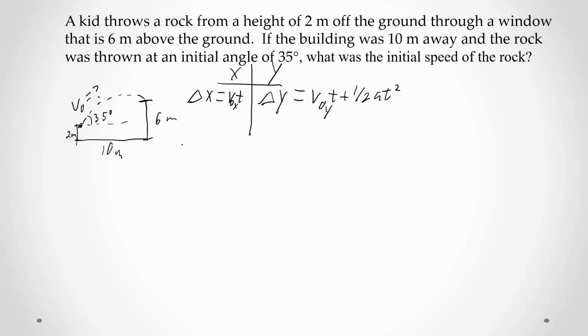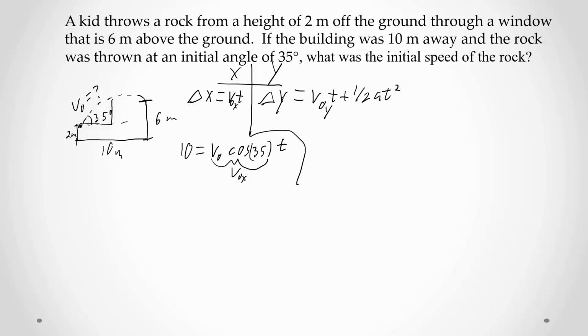We know our horizontal displacement is 10. Initial velocity is what we're trying to find. Now the x component is the total initial velocity, and if we think about dividing this up into a triangle, the horizontal component is going to be the cosine, so cosine of 35. So this whole thing here is my initial velocity in the x direction, so I still have to multiply that by a t.